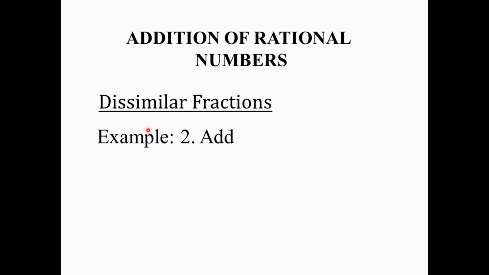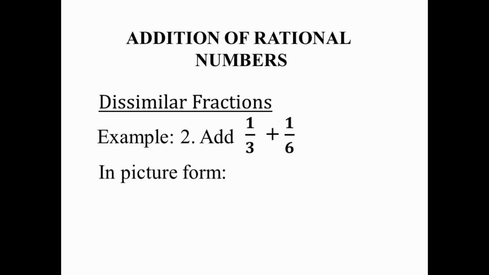Now let us deal with the dissimilar fractions. Example number 2, we will add 1/3 plus 1 over 6. So guys, these two fractions are not similar because the denominators are not the same. In this case, we cannot directly add the numerators. We are going to make the two fractions similar first. Alright? But how are we going to do that?